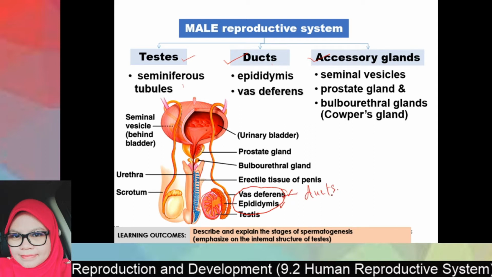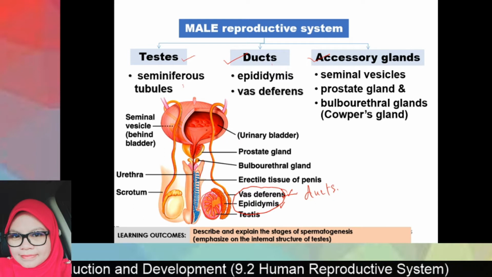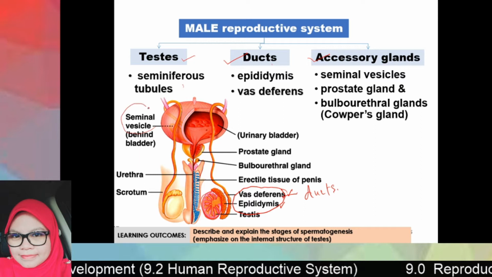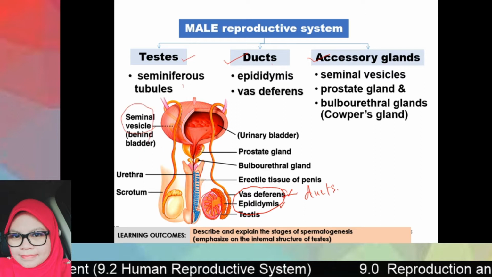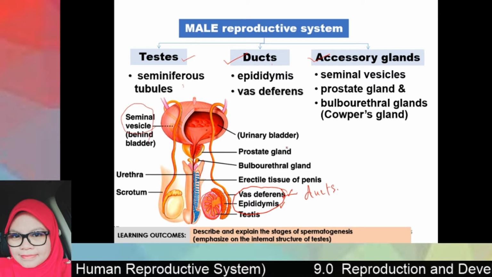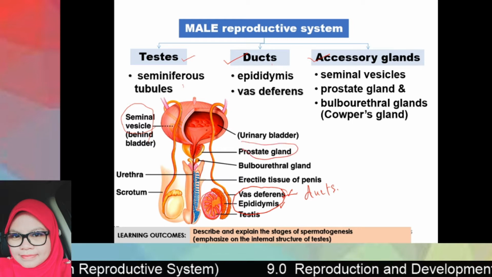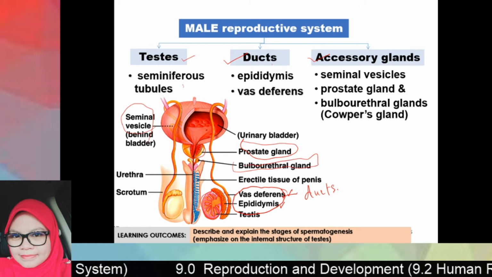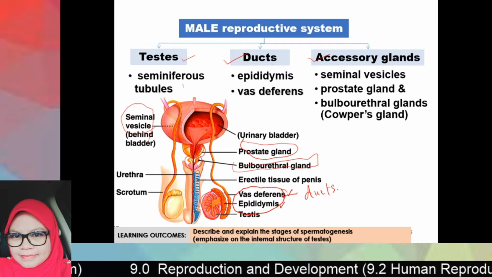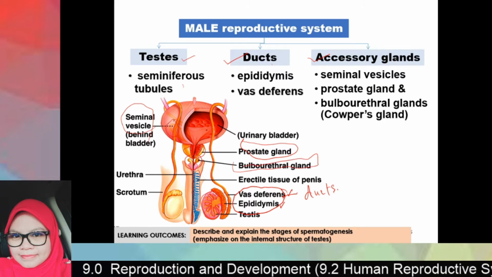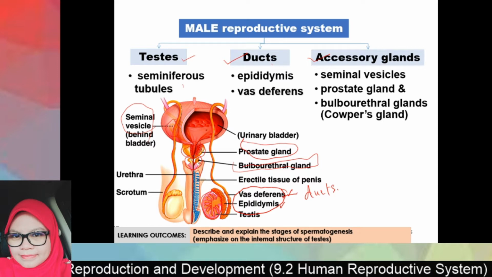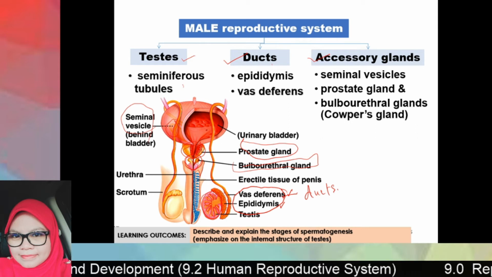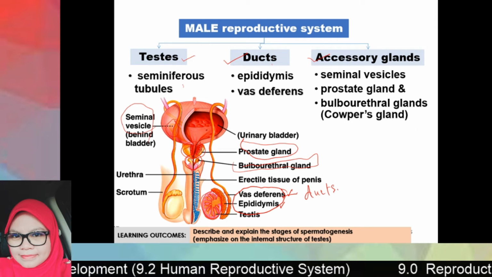And then accessory gland. Okay, three important accessory glands. First is the seminal vesicle. Bila kata gland, dia mesti involve dalam secretion. And then prostate gland here, and bulbourethral gland here. So boleh nampak seminal vesicle, prostate gland, and bulbourethral gland. The name for bulbourethral gland is Cooper's gland.